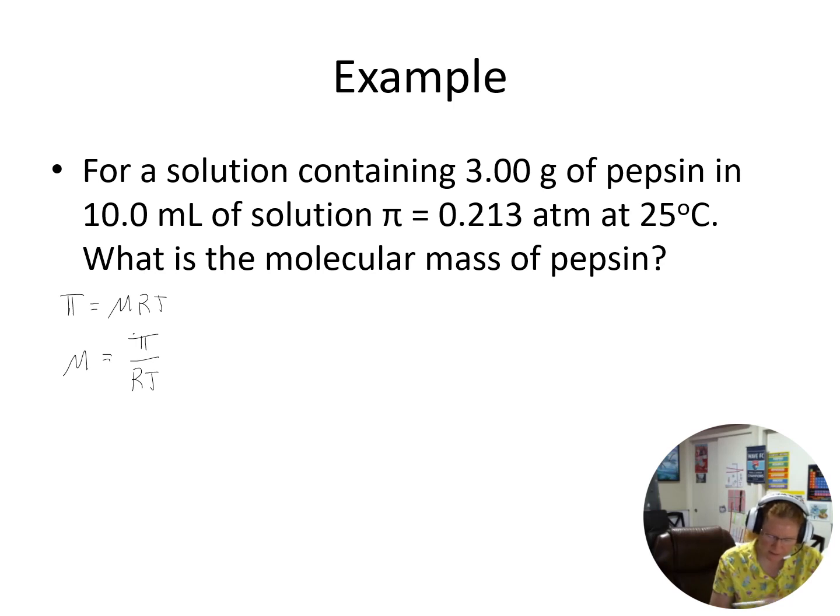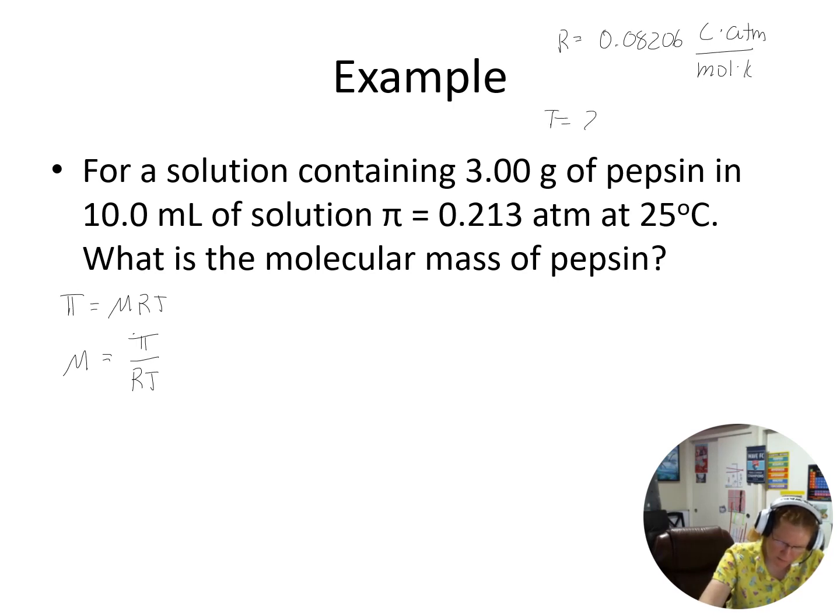Okay, so R, remember, is 0.08206 liter atmosphere per mole Kelvin. And then we need our temperature in Kelvin, so 25 degrees Celsius plus 273.15 gives me 298.15 Kelvin. Okay?